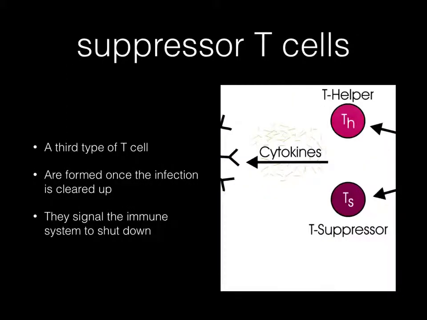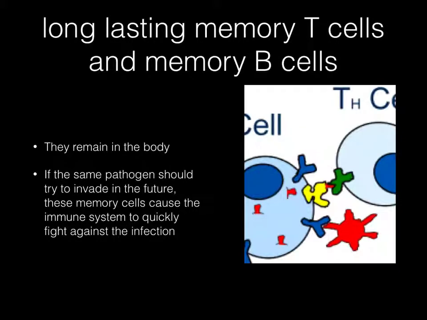Suppressor T cells are a third type of T cell. They are formed once the infection has cleared up, and they signal the immune system to shut down. Long-lasting memory T cells and memory B cells remain in the body. If the same pathogen should try to invade in the future, these memory cells cause the immune system to quickly fight against infection. So once you get an infection from a pathogen and you get sick again from the same one, your sickness is normally shorter and not as severe.